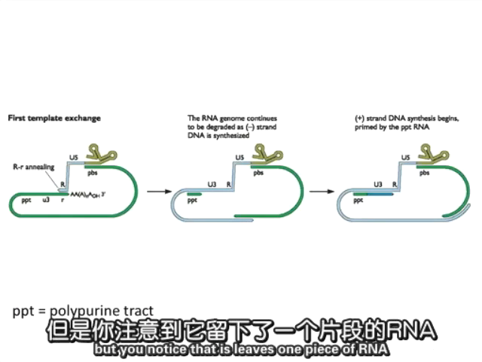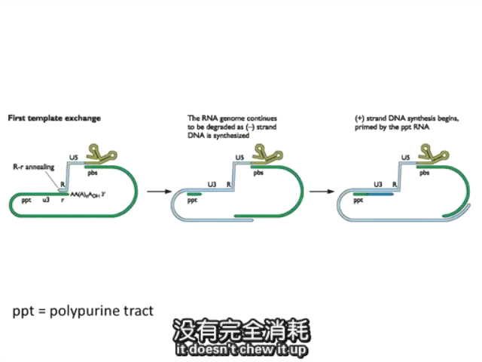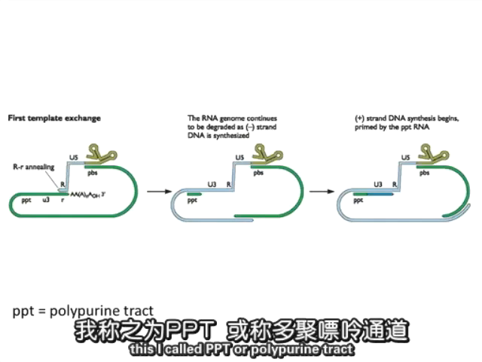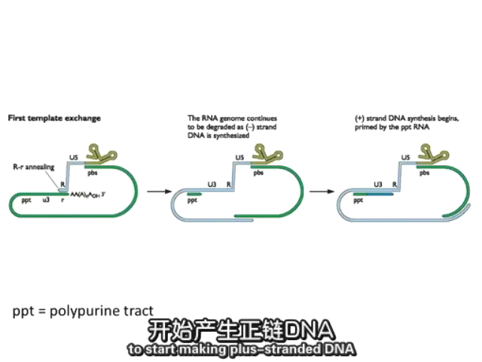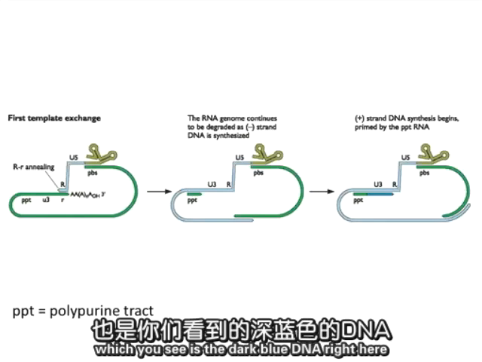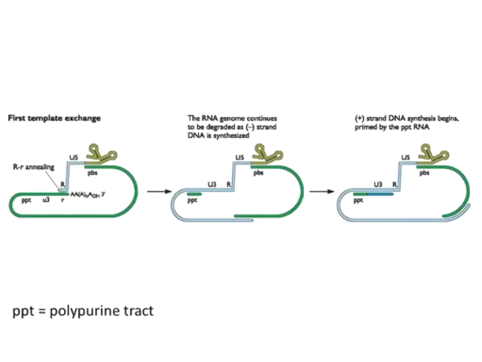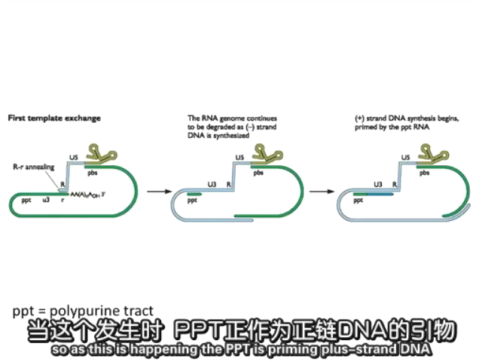But you notice that it leaves one piece of RNA. It doesn't chew it up. This is called PPT, or polypurine tract. It is the enzyme, yes, we'll use that as a primer to start making plus-stranded DNA, which you see is the dark blue DNA right here. So as this is happening, the PPT is priming plus-strand DNA.